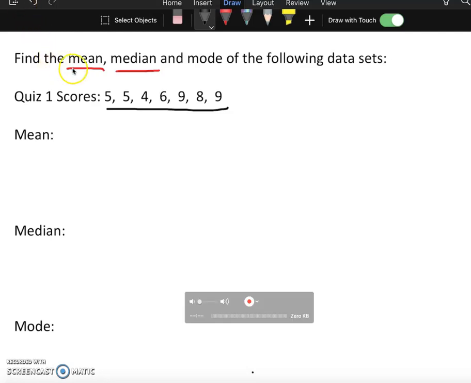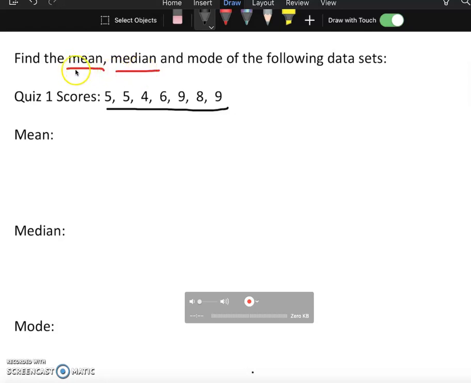Last video we talked about central tendency, or measure of center. Today we're going to talk about how to find or calculate those. For example, find the mean, median, and mode of the following data sets. So again, let's recall what is the meaning of those.